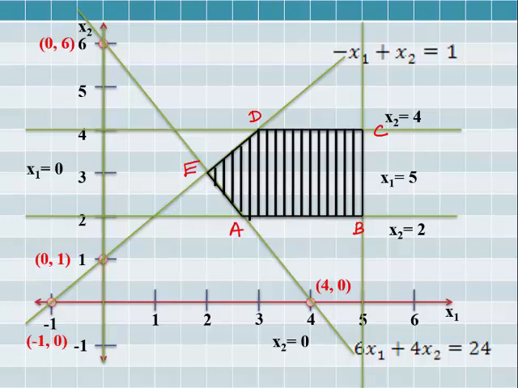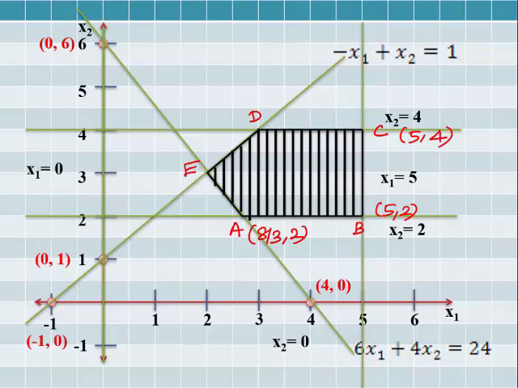So the coordinate positions for the vertex points: the point A is the intersection of the two lines 6x1 plus 4x2 is equal to 24 and x2 is equal to 2. By solving these two line equations, we get the coordinate positions for point A as (8/3, 2). The point B is the intersection of the two lines x1 is equal to 5 and x2 is equal to 2, so the coordinate position will be (5, 2). The point C is the intersection of the two lines x1 is equal to 5 and x2 is equal to 4, so the coordinate positions are (5, 4).